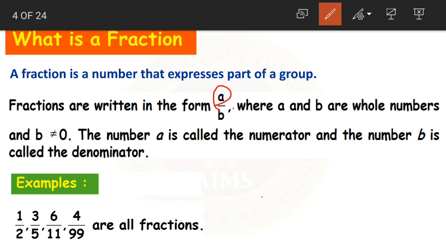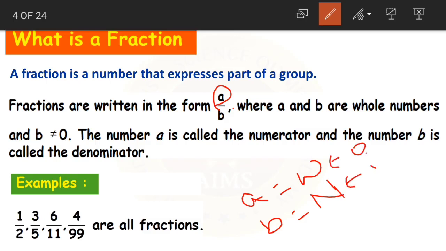A can be equal to 0. So simply we can say that a is a whole number and b can be any natural number. Whole numbers include 0, natural numbers do not include 0.